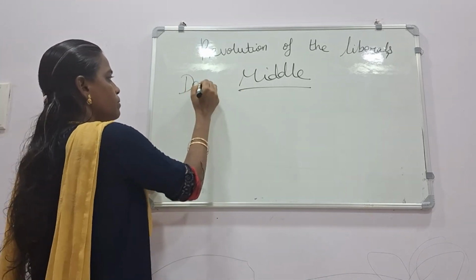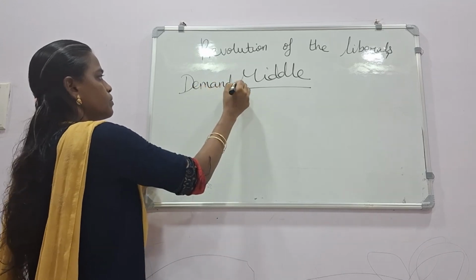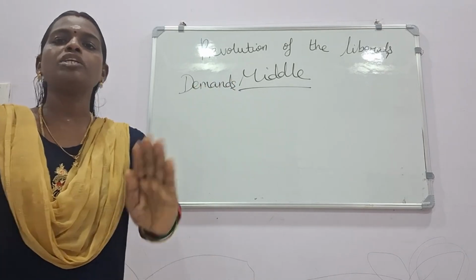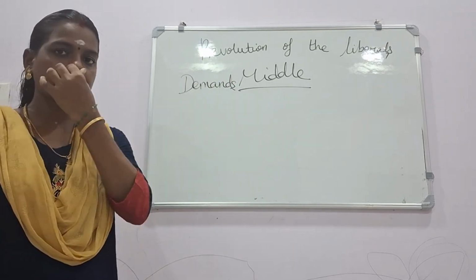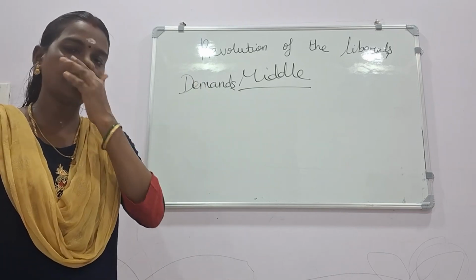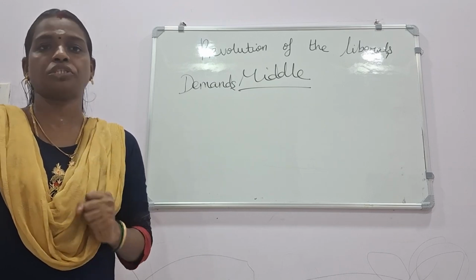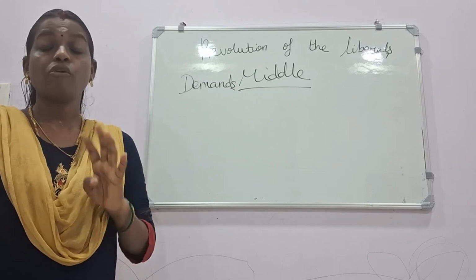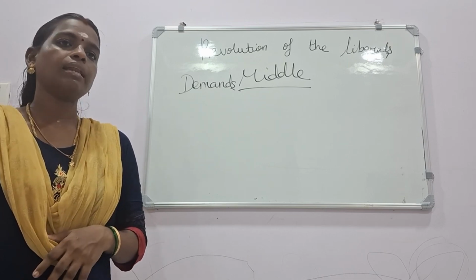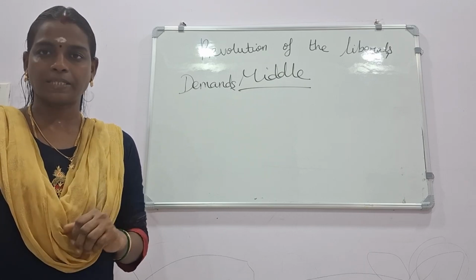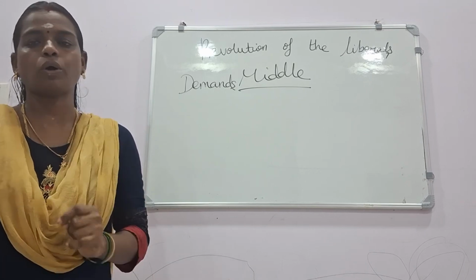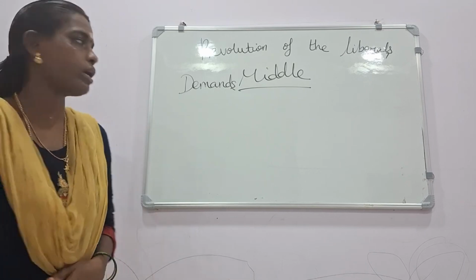Demands of middle class people. The first thing, abolition of monarchy. The second thing, formation of nation state. The third thing, constitution. Fourth one, freedom of association. And the last one, freedom of press. They demanded many things. The foremost, the first one, was the abolition of monarchy.